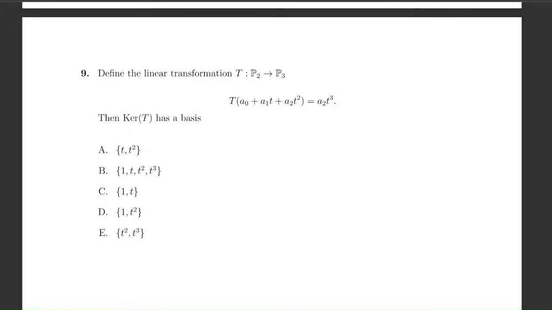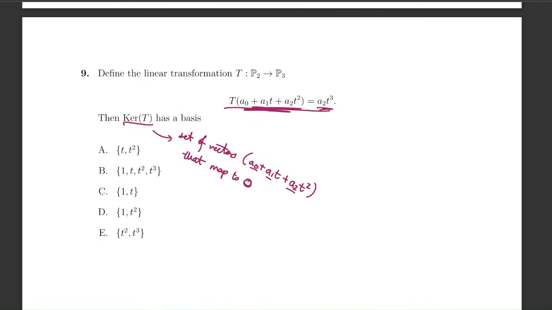Okay, so to find the transformation here, where you're transforming this kind of polynomial into something like this. So the kernel of this transformation has a basis of what? So what does kernel of T mean? This means it is a set of vectors. In this case, these vectors would be a0 plus a1t plus a2t squared, determined by the coefficients that map them to 0. So it's kind of like the null space, or it basically is a null space.